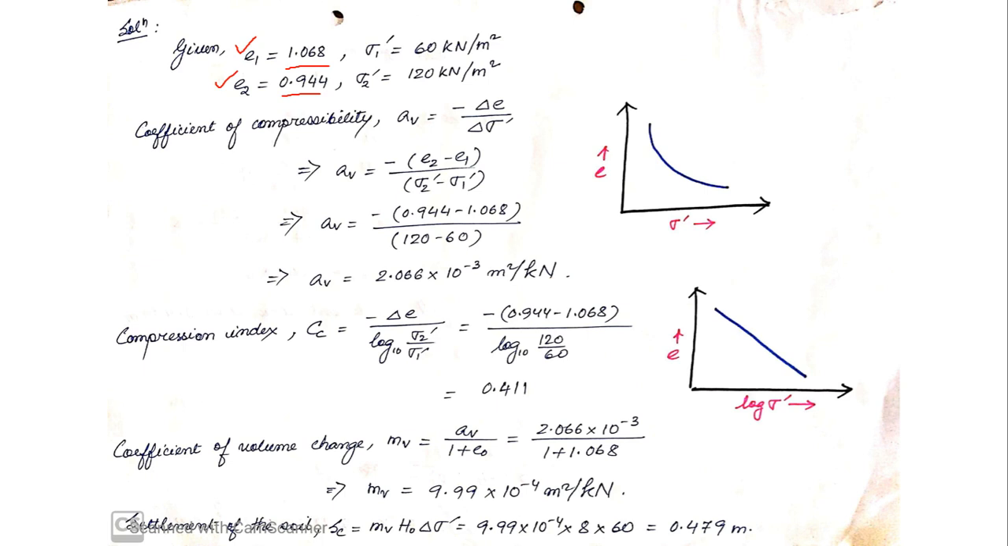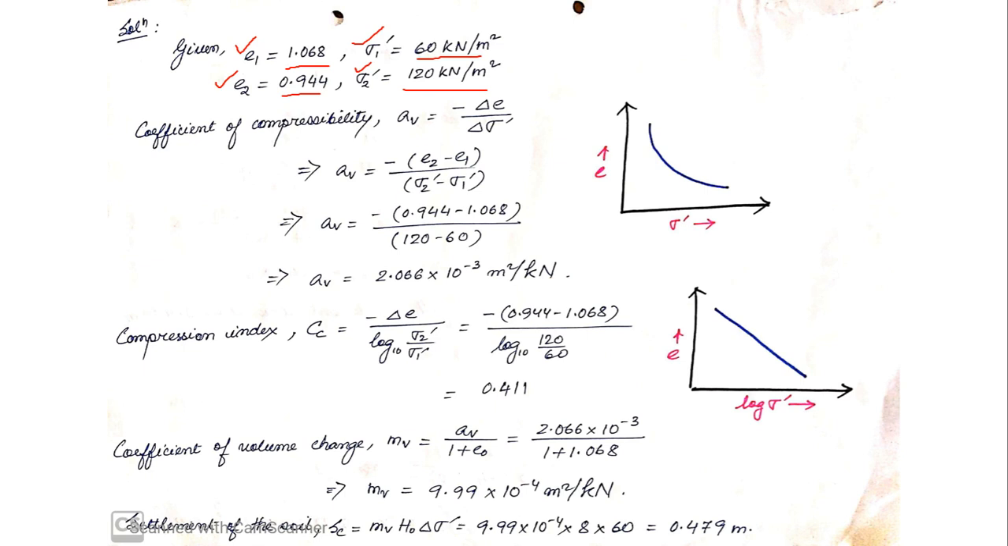Similarly, the initial stress was 60 kilonewton per meter square, which I have denoted by sigma 1 dash, and it has increased to a stress of 120 kilonewton per meter square, which is denoted by sigma 2 dash. And mind you, sigma 2 dash is the final effective stress. Now this problem can be solved by two approaches. Let us look at the first approach.